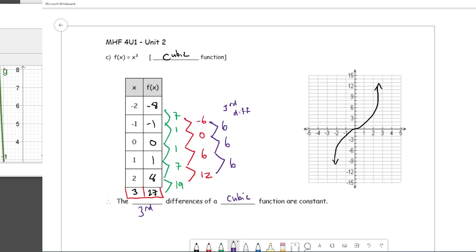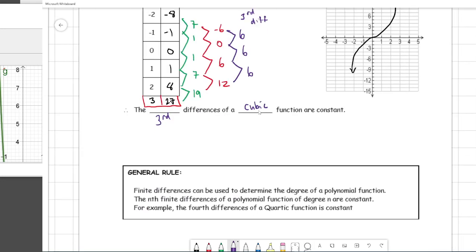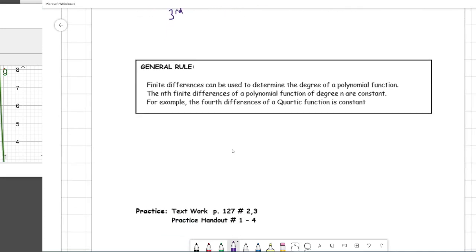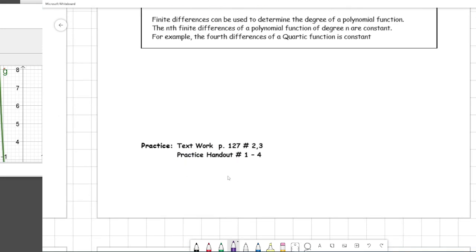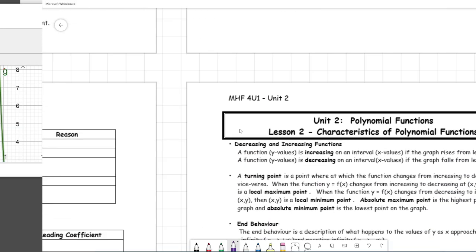So what this is good for is when you're given a table, you can determine what kind of function you're looking for. And I'm going to add one small piece to this lesson, and then that will be it for this one.